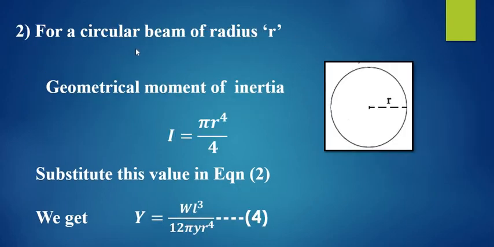Suppose we take a circular beam of radius r. This is the cross-sectional view of a circular beam of radius r. For this dimension, the geometrical moment of inertia is I equal to pi r power 4 divided by 4. Substitute this value in equation 2. We get capital Y equal to W L cube divided by 12 pi y r power 4. This is the expression for Young's modulus of a circular beam using the non-uniform bending method. Okay, let us move to the next topic.